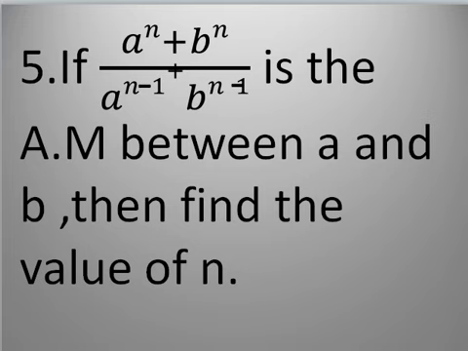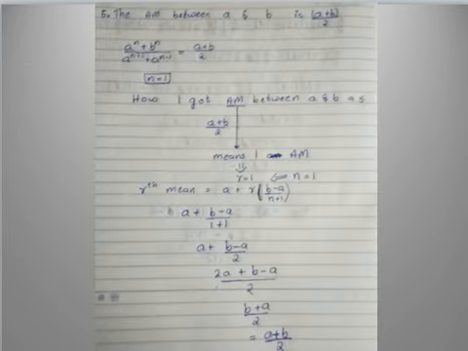Okay, 30 seconds passed and the answer should be 1. But I'm going to explain how I got that. Now, first we know the AM between A and B is (A plus B) by 2. And I'm going to explain how I got that.